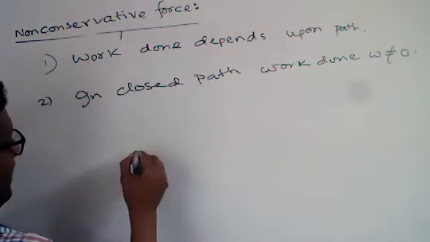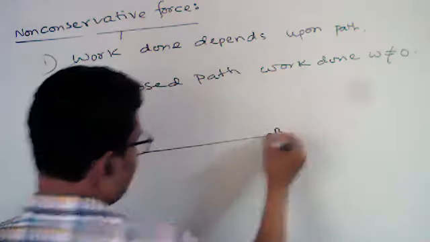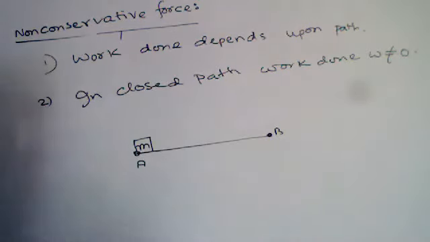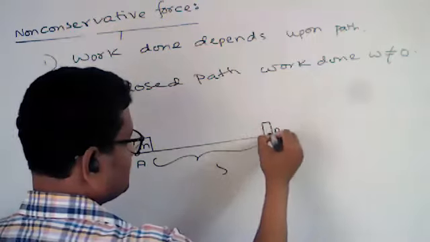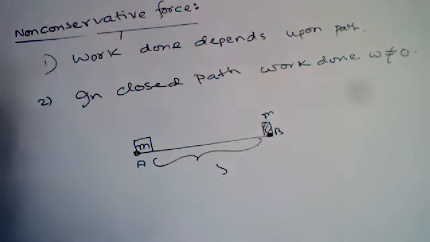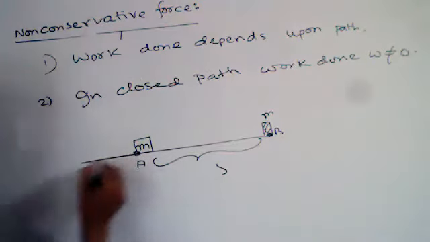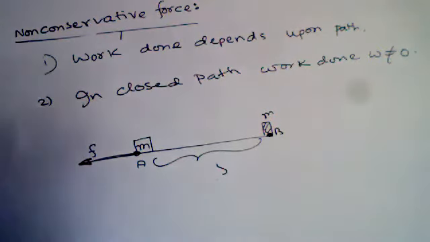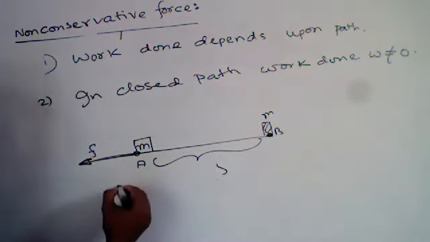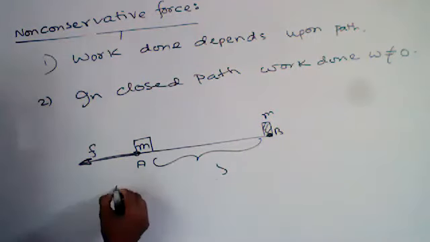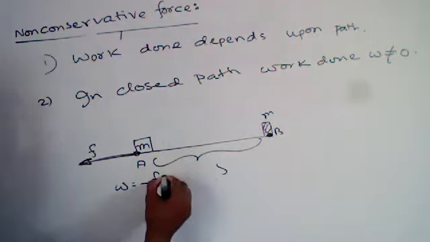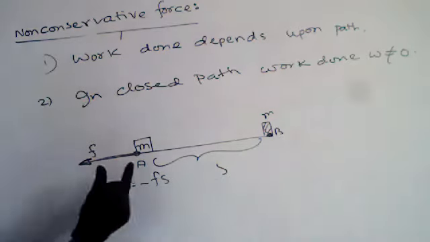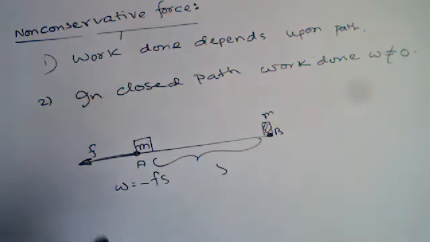Such as frictional force. Suppose an object goes down from A to B. The mass of the object is M, and displacement is S. A frictional force acts in this direction. So, work done by frictional force, in this case, W equals minus Fs. Why is it minus? Because the displacement and force are opposite to each other.